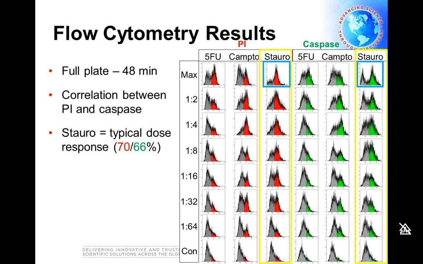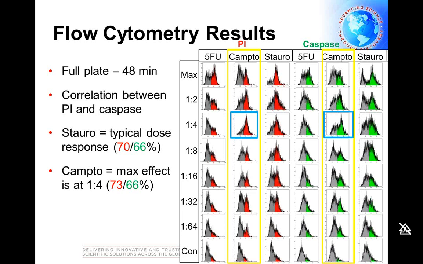And again, the nice thing about flow cytometry is that we can actually quantitate this number, showing that roughly 70 or 66% of our cells stain positive for the various markers. And then as you move down the column, you'll see that red or green peak growing smaller and the gray peak growing larger, indicating the dose response.